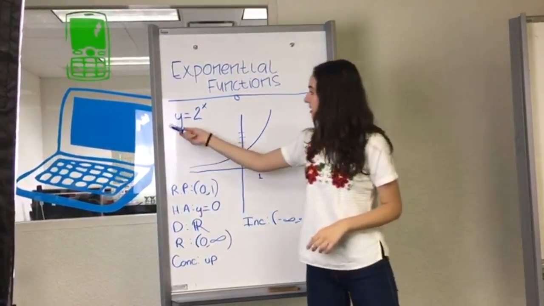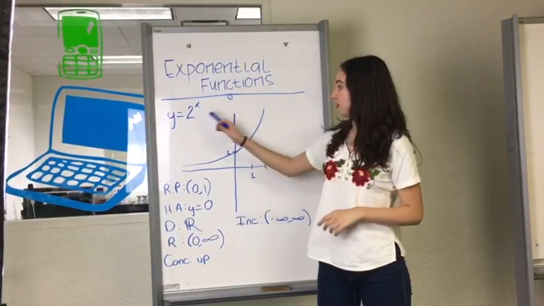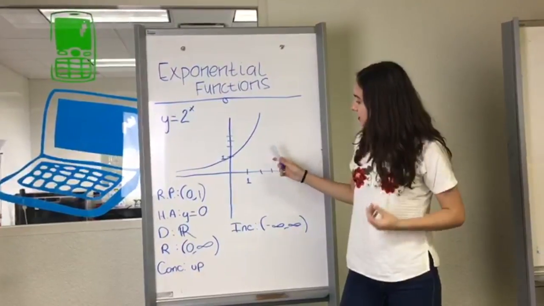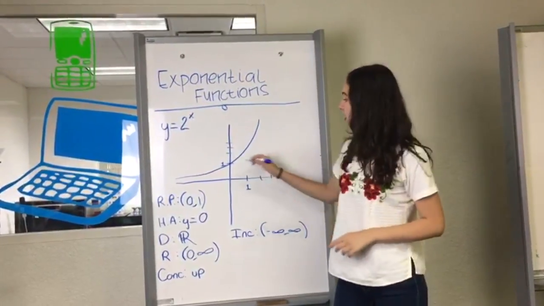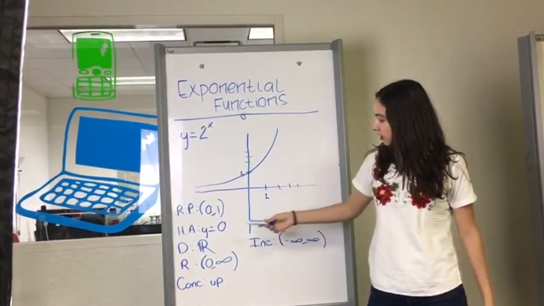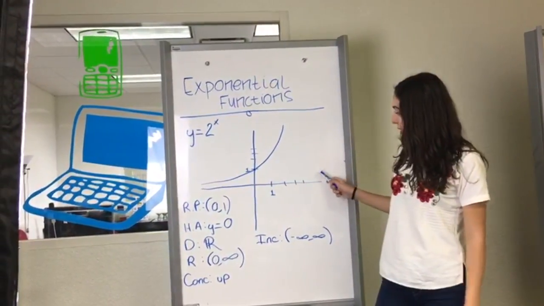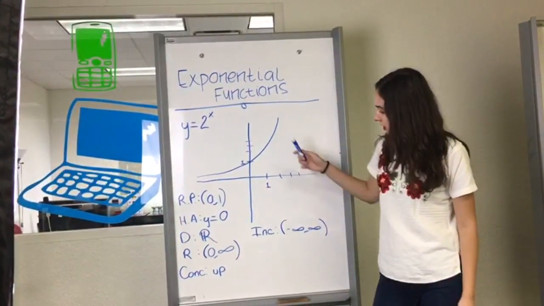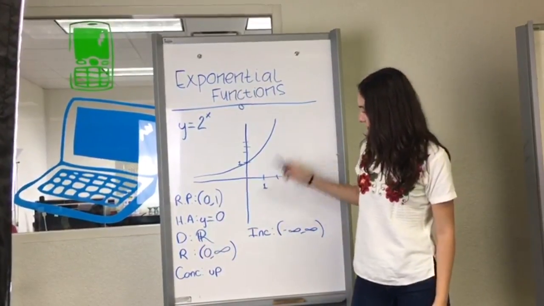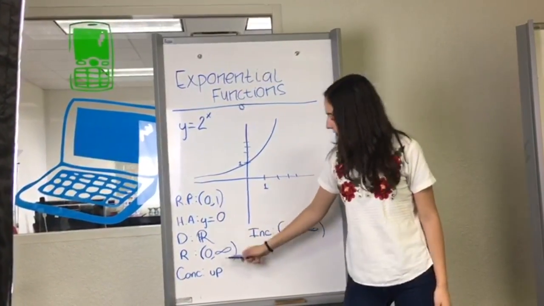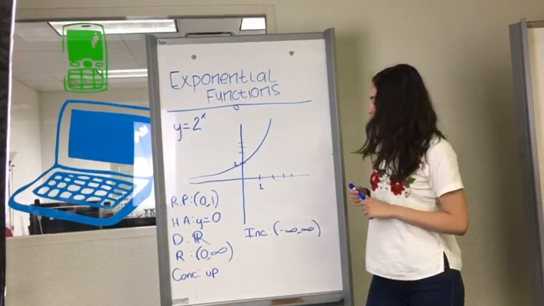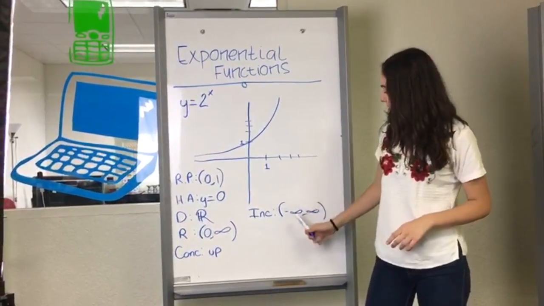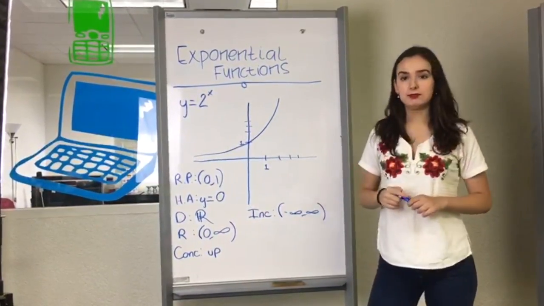First, we have the function, which can be expressed in two ways. The first way is y equals 2 to the x power. The characteristic point, the reference point in this case, is (0, 1). The horizontal asymptote is y equals 0. The domain is all real numbers, and the range goes from 0 to positive infinity. The concavity of this graph is upwards, and it increases from negative infinity to positive infinity.